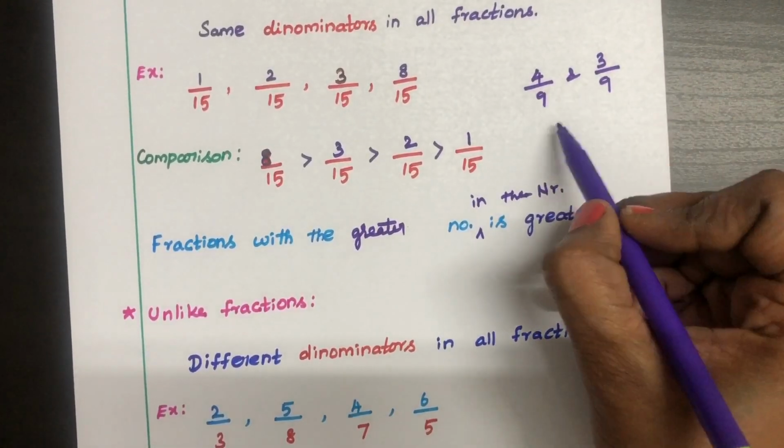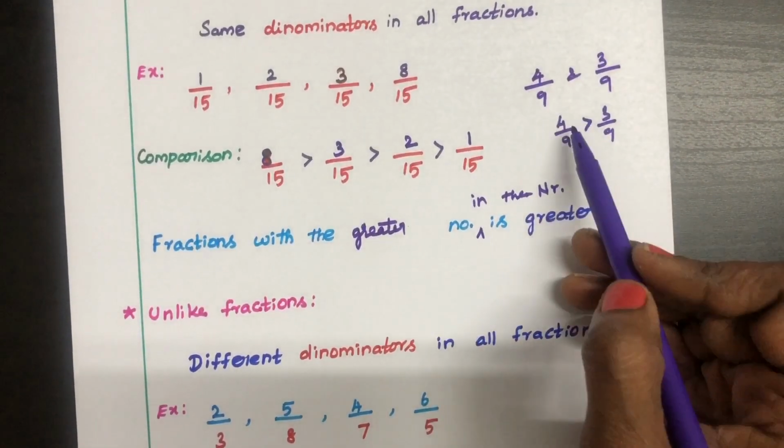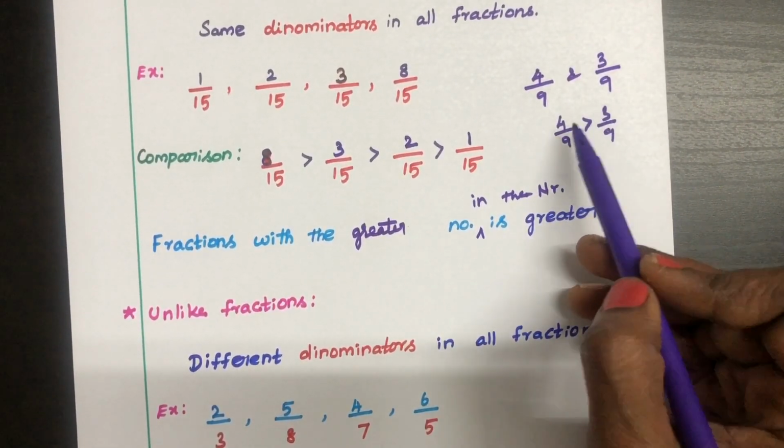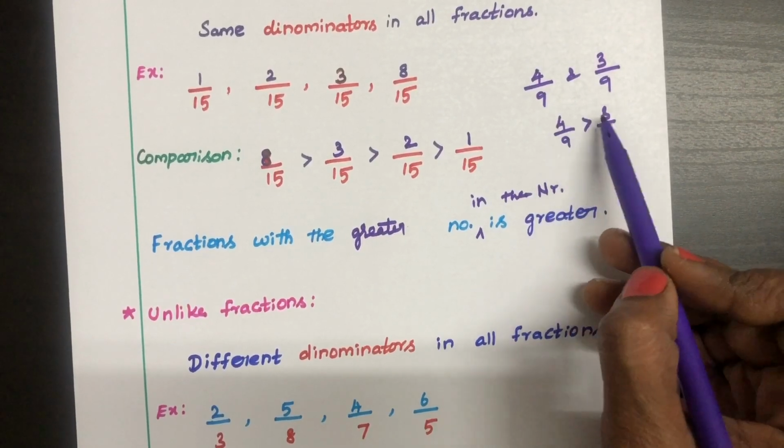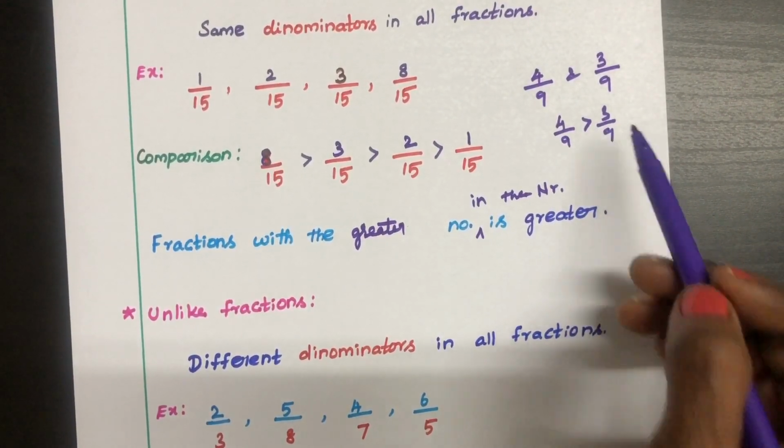Which is greater? 4 by 9 is greater than 3 by 9. We need to check which one has the greater numerator. So 4 is greater than 3. In fraction also, 4 by 9 is greater than 3 by 9.